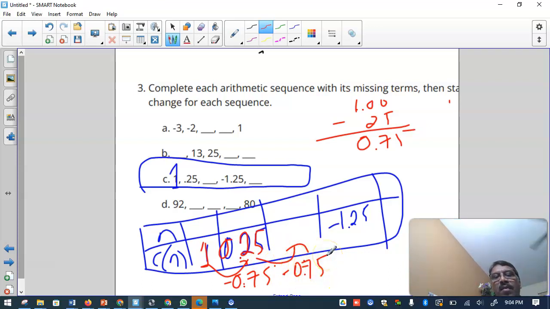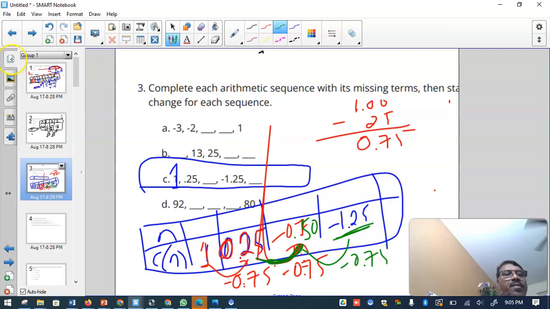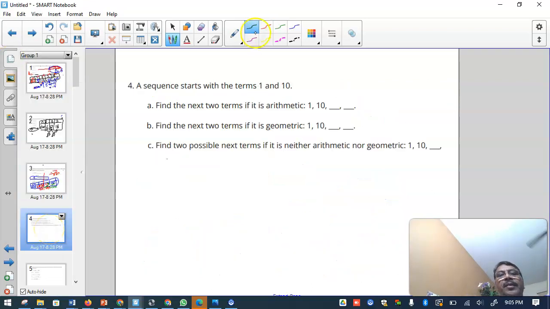And that way, when you take away from here, it will become minus 0.75. So I made a mistake here. This should be, when you reduce this one, this will be 0.25, okay? And then you take away another 0.75, then you'll get minus 0.5, and another, minus 1.25. So check that out.